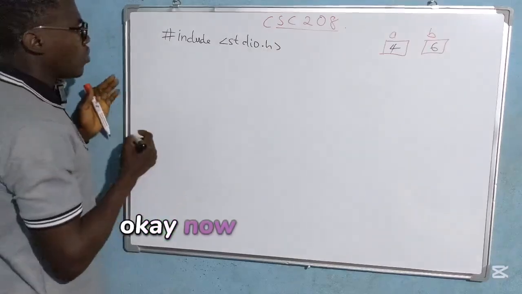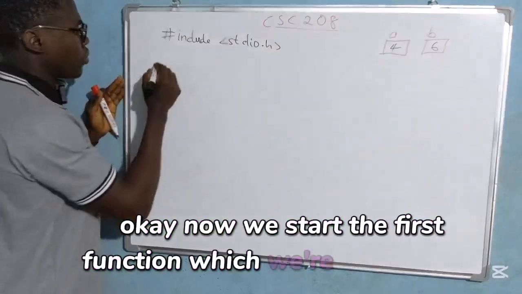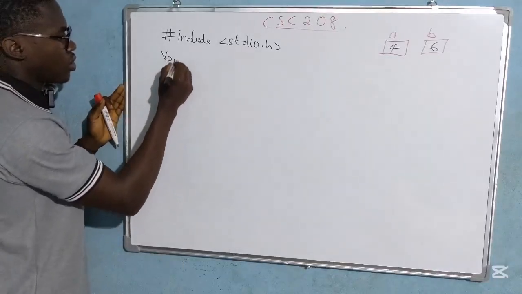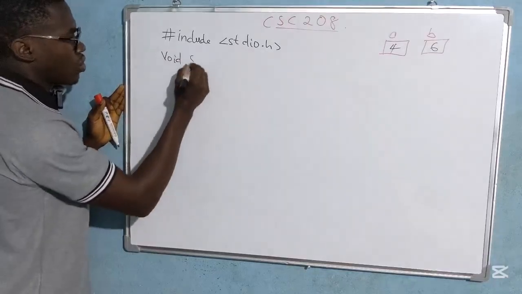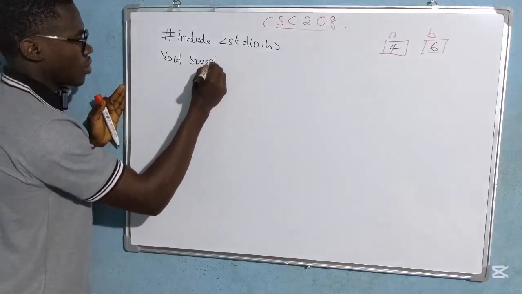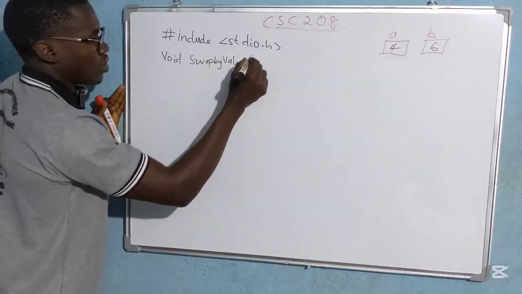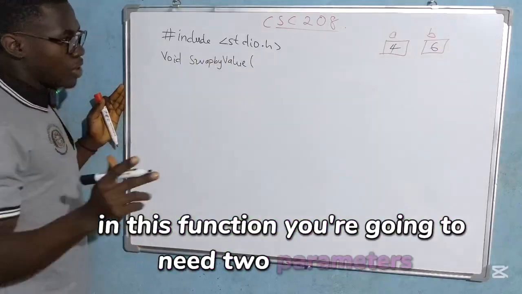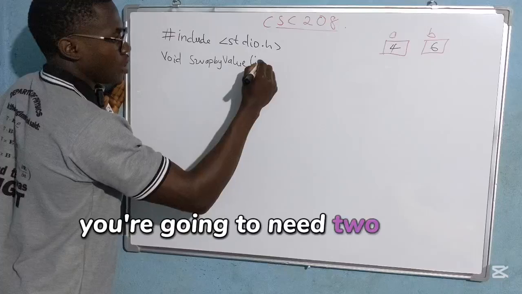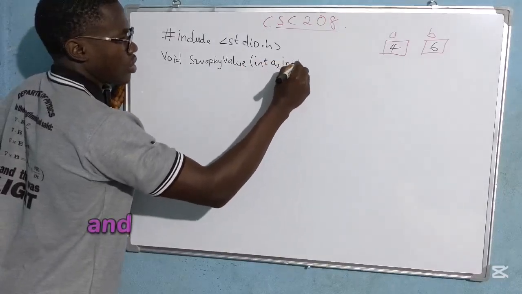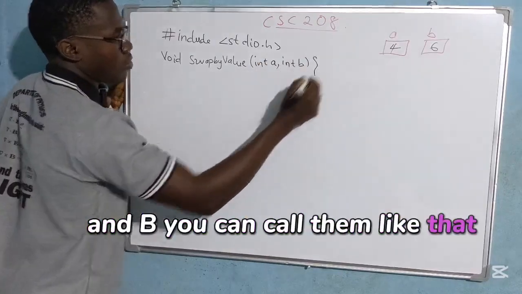Okay. Now we start with the first function, which we're going to call void swap by value. In this function, you're going to need two parameters. You're going to need two integers, that will be A and B. You can call them like that, no issue.